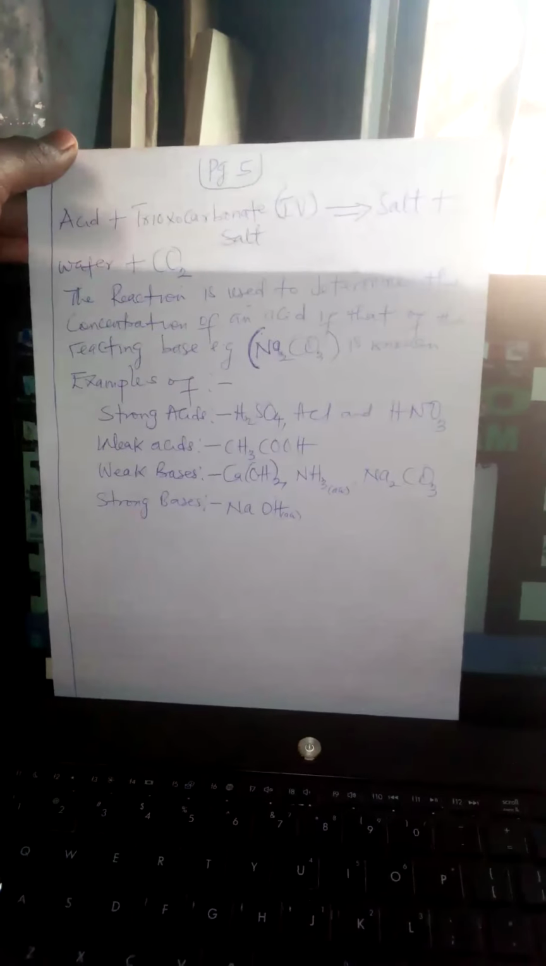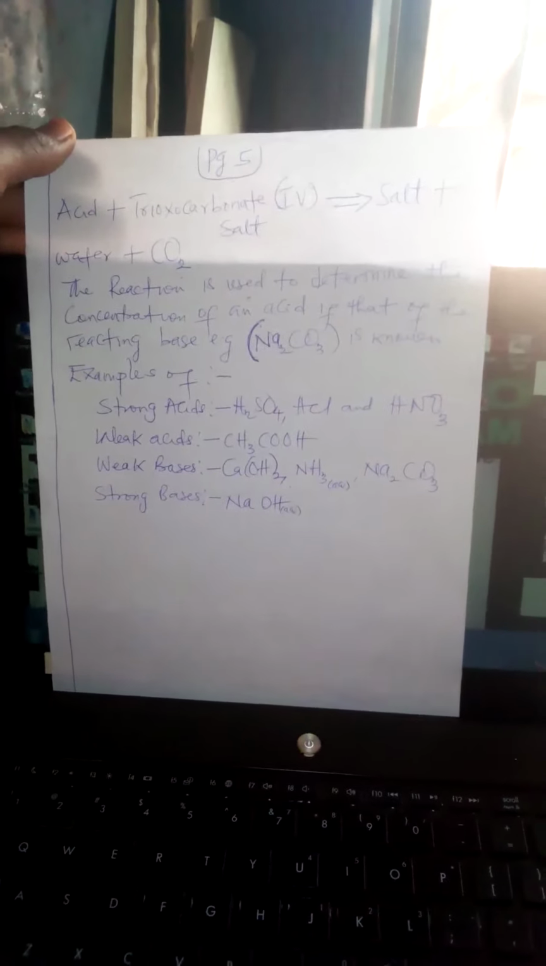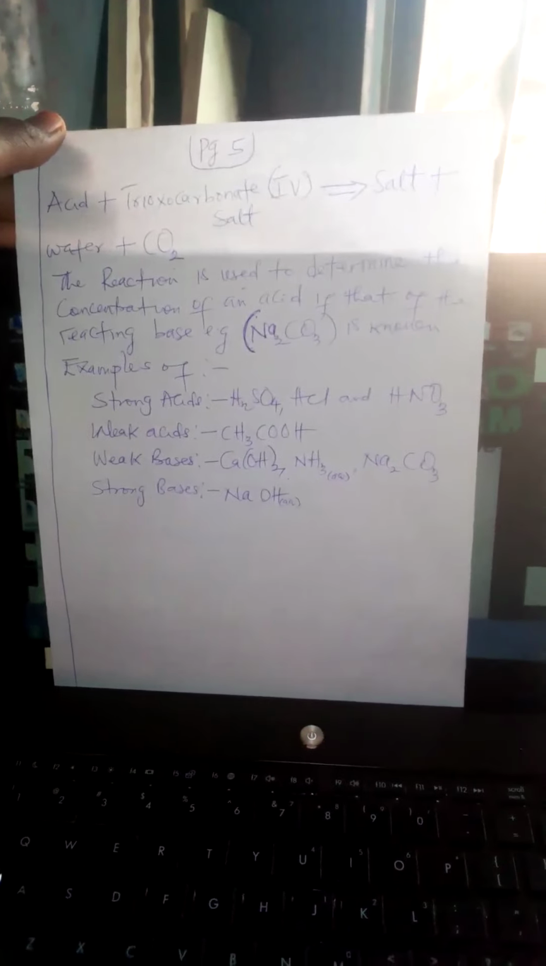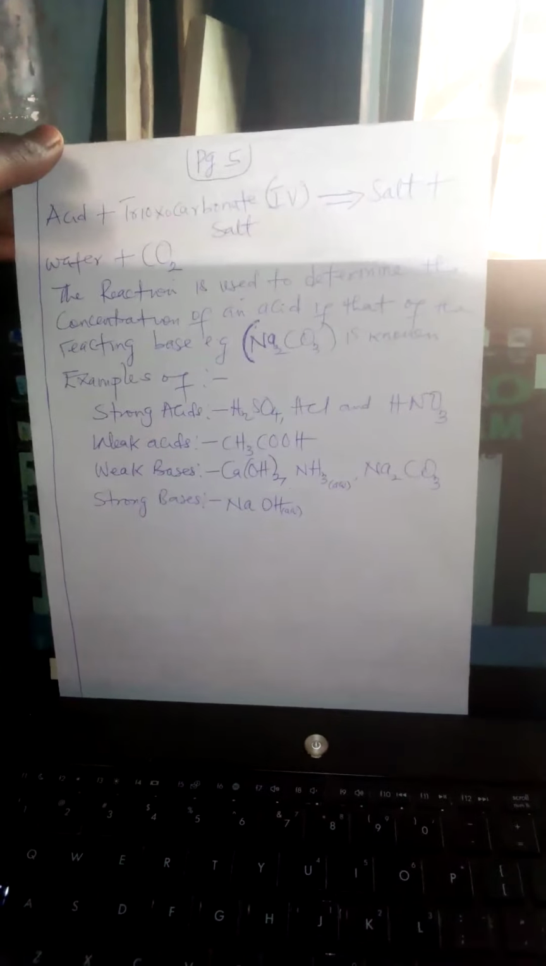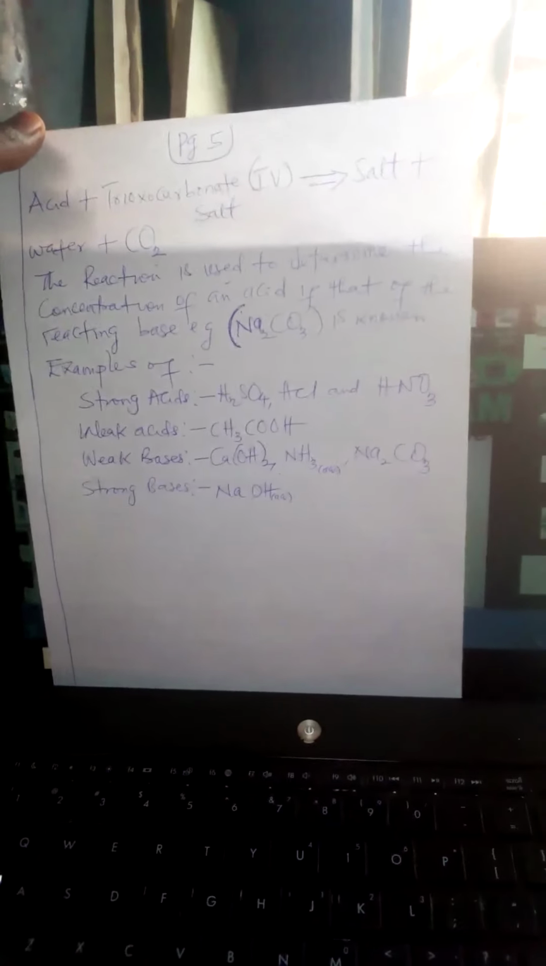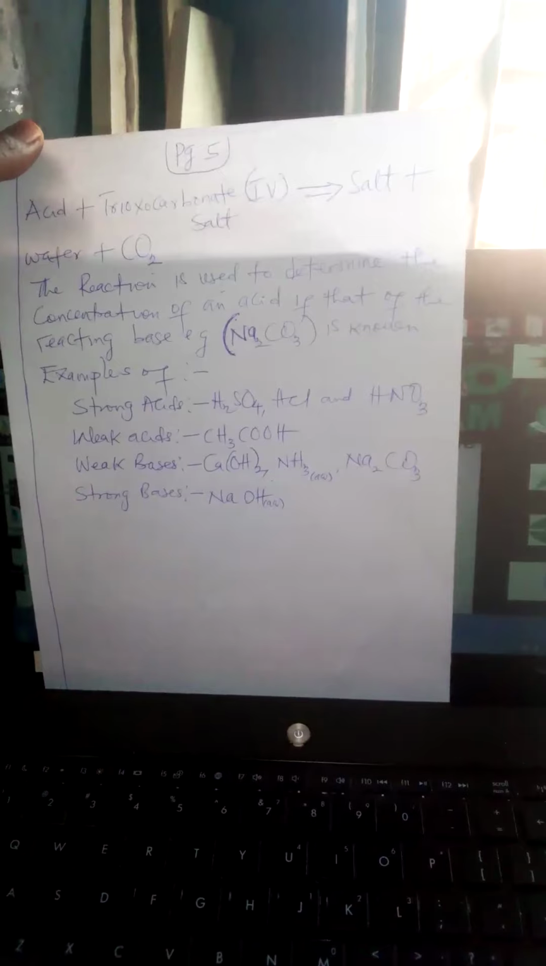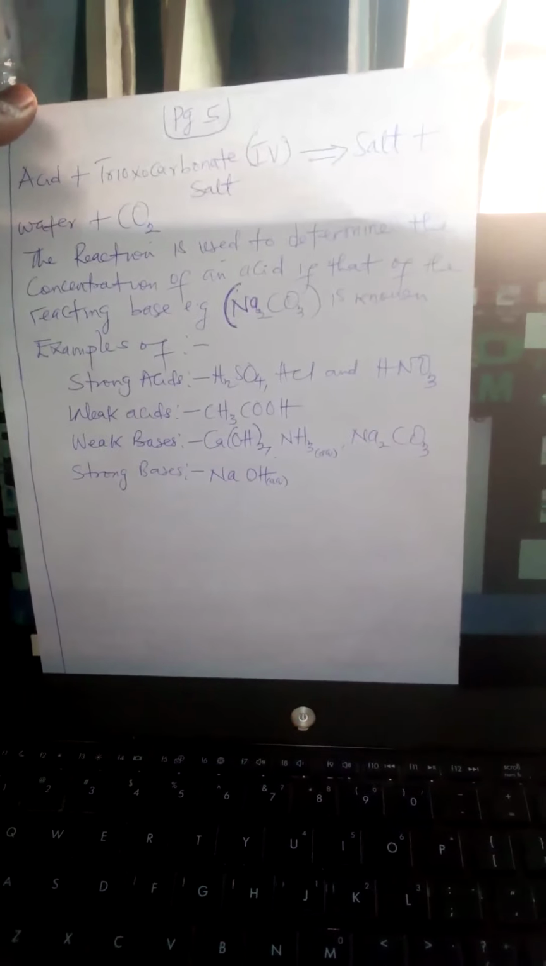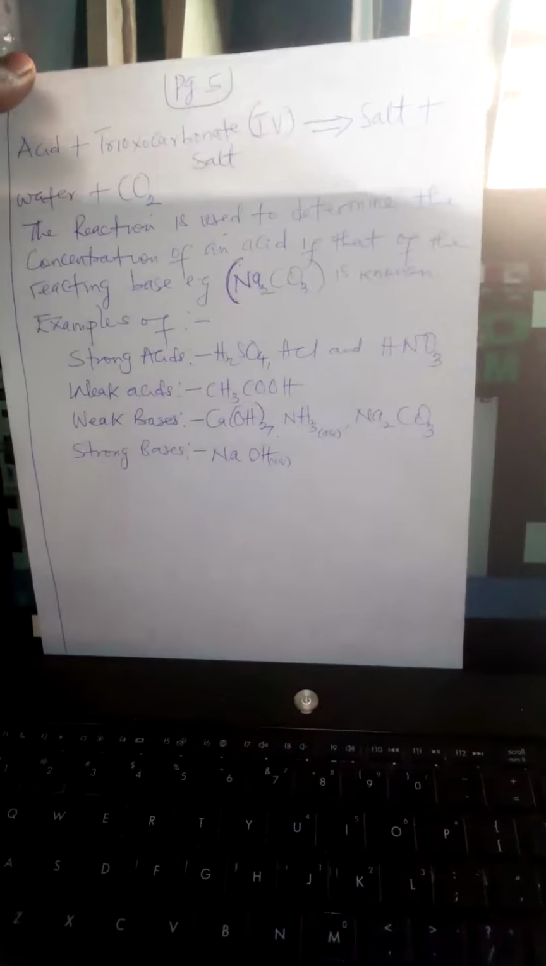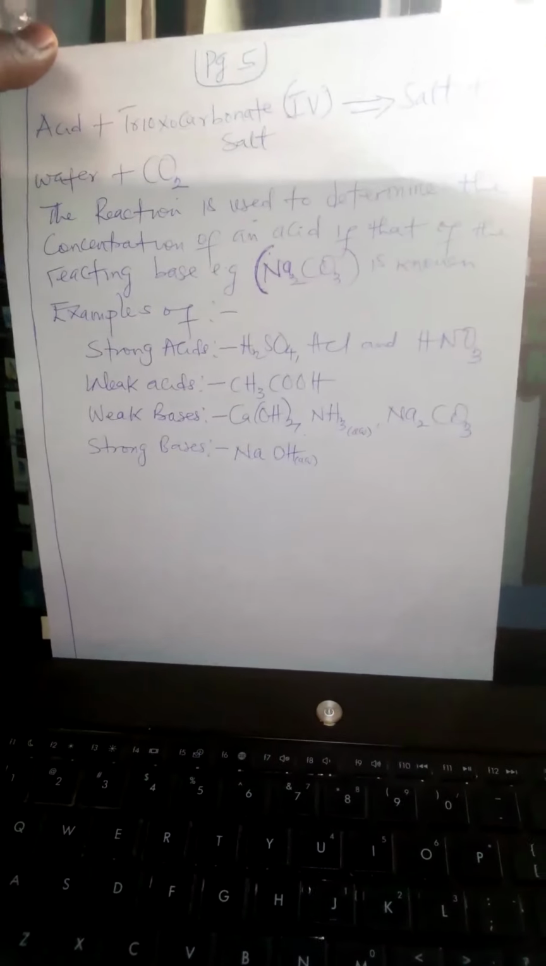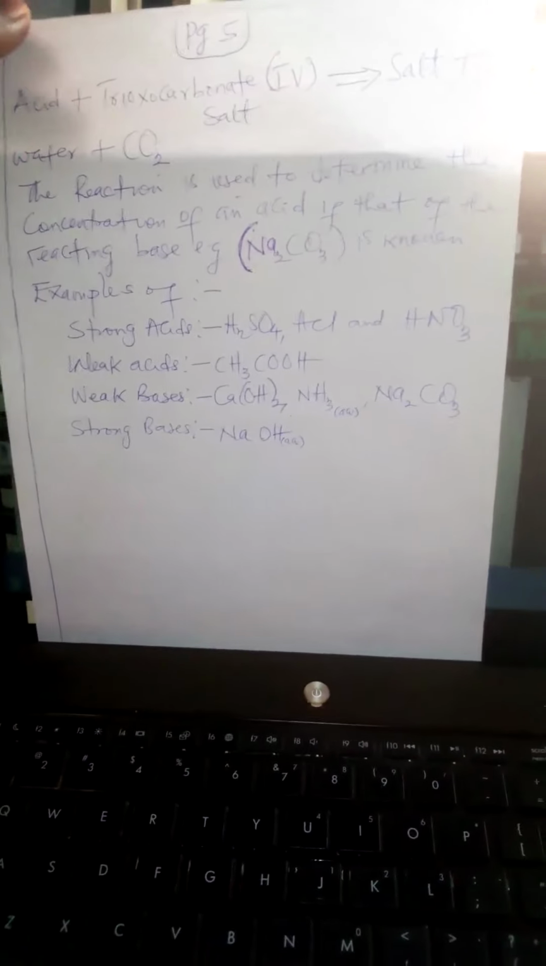So the reaction is used to determine the concentration of an acid if that of the reacting base, e.g. Na2CO3, is known. We have a sample of strong acid, that is tetraoxosulphate(VI) acid, H2SO4, HCl, and HNO3. We have weak acids, you can see it, ethanoic acid, you can be asked. Weak base, you can also see it. Then going to page 6, I believe you can see it clearly.